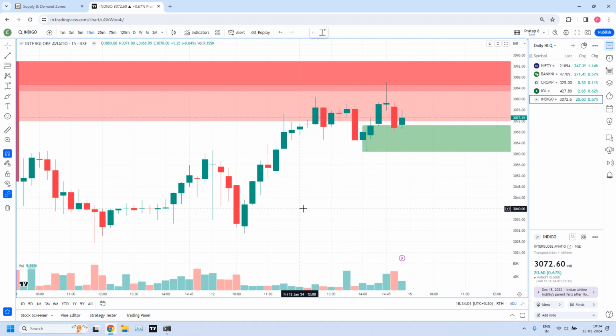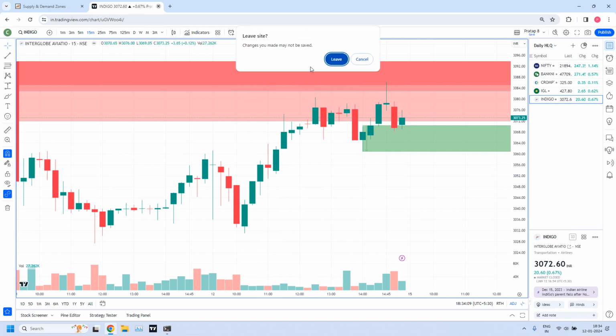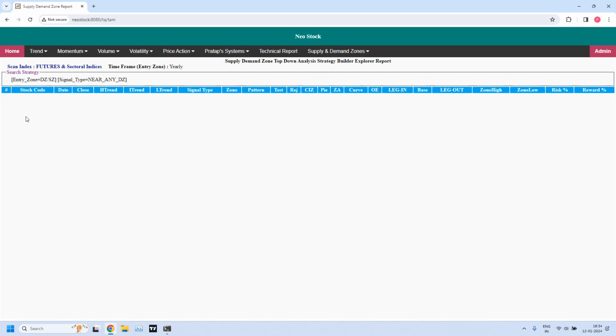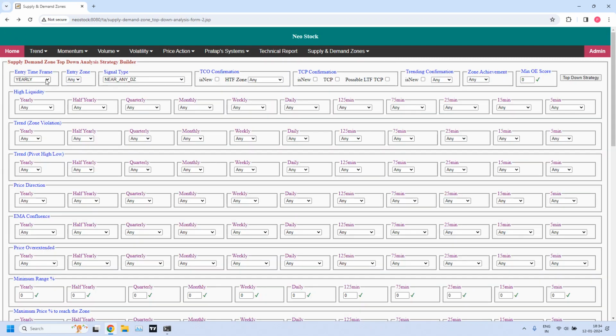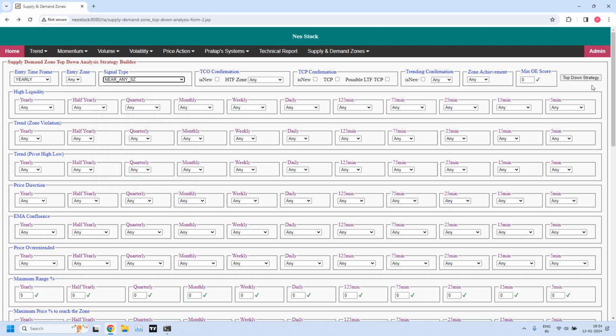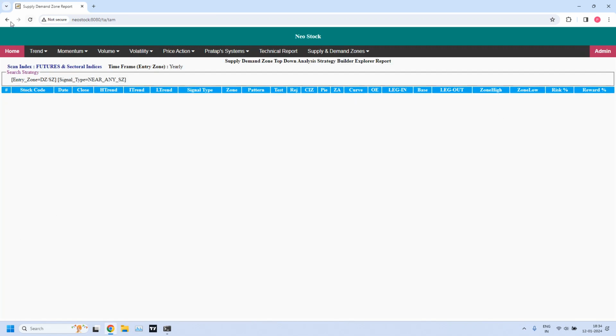So now let us generate demand and supply zones based on our today's data. So starting from yearly time frame, let us find the stocks near yearly demand zone. No stocks are there. Let's go back. Yearly time frame, let us find the stocks near yearly supply zone. So no stocks are there.